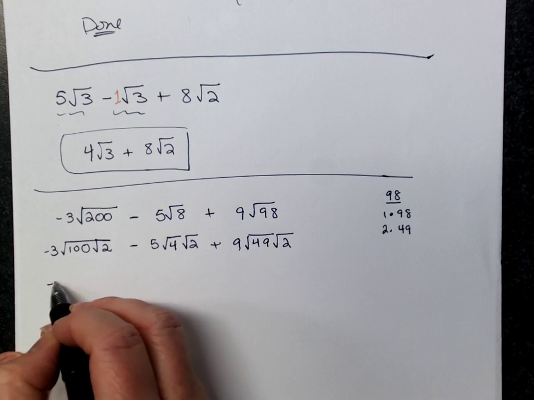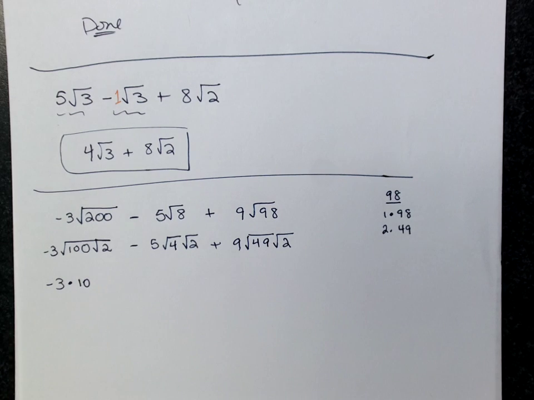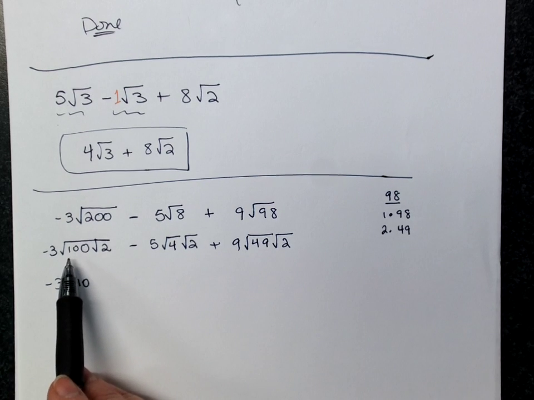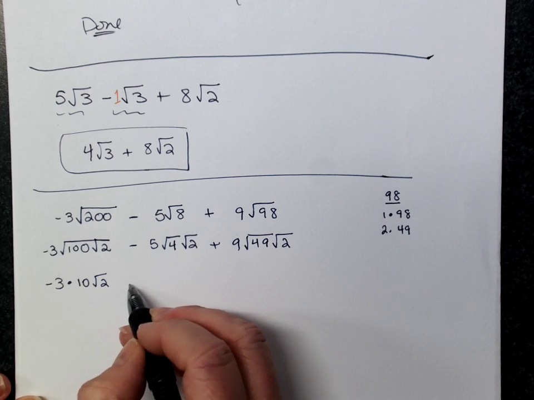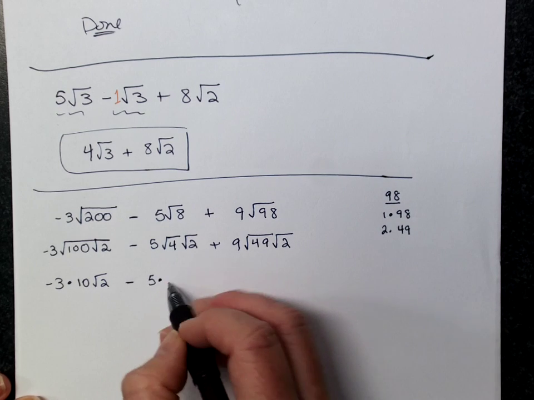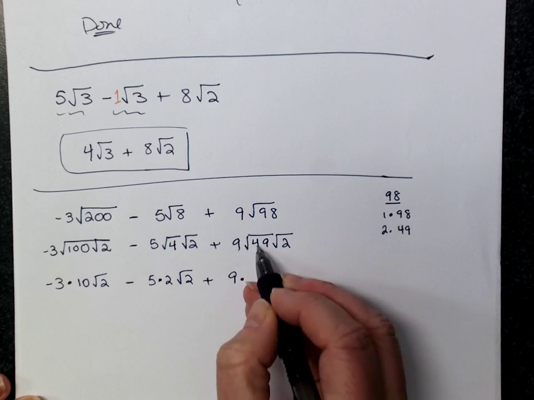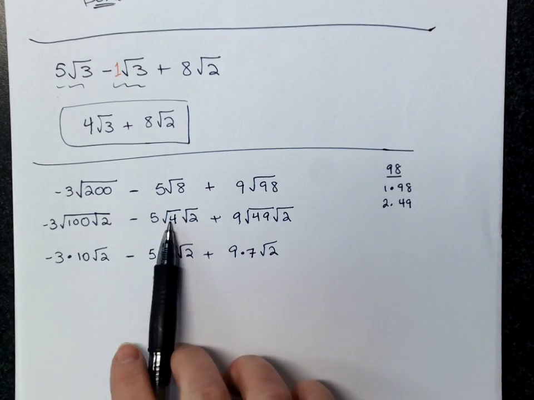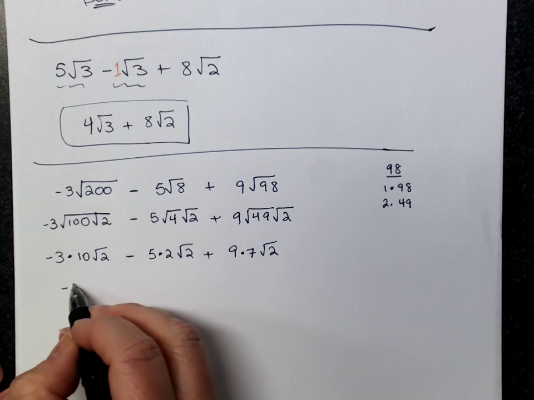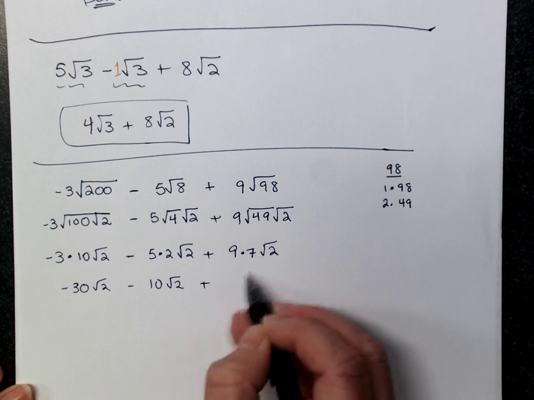Now, this is negative 3 times, what's square root of 100? Yes, it's not the square root of 10. Remember, you're not only rooting, you're releasing. Root and release. As soon as you root it, it is released. And then leftover bit doesn't get released. Minus 5 times the square root of 4 times the square root of 2. Plus 9 times 7 times the square root of 2. Once you root it and released, then you can make your coefficient nice and neat. Got negative 30, 10, 63.